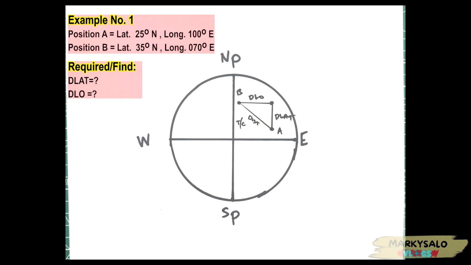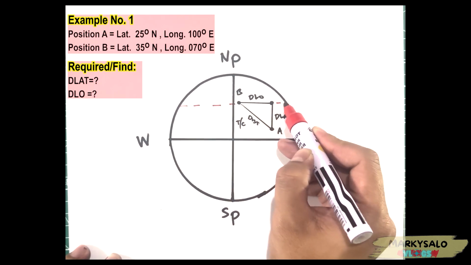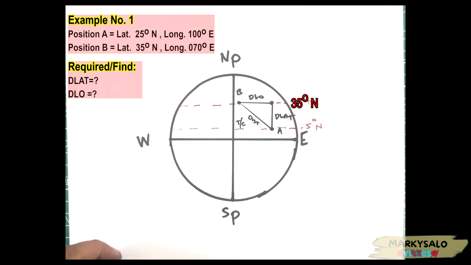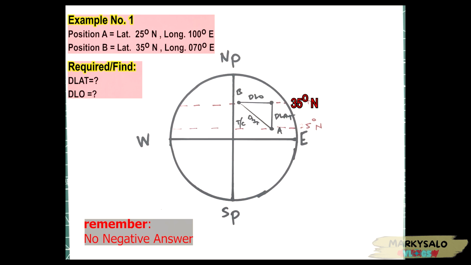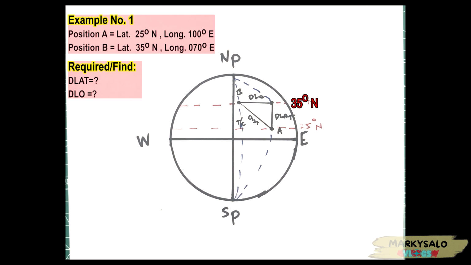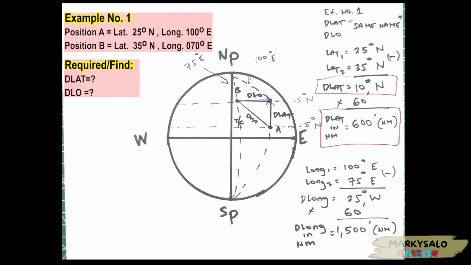Now, the second technique: through the two parallels of latitude, we get the DLAT. The red broken lines represent the parallels of latitude 35 degrees north and 25 degrees north. According to the rules of DLAT, if the latitudes have the same names or labels, we subtract. But remember, no negative answer, so we need to subtract the lesser value from the greater value. So latitude 35 degrees north minus 25 degrees north, the answer will be 10 degrees north, or our DLAT is 10 north.